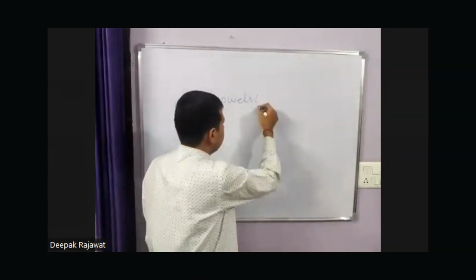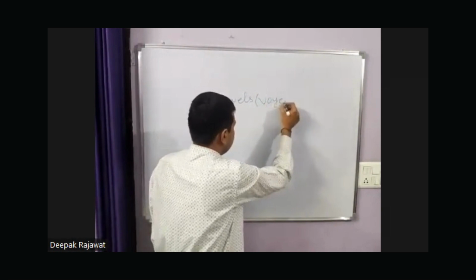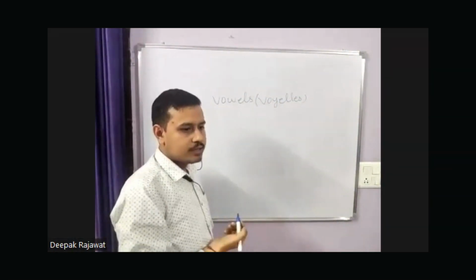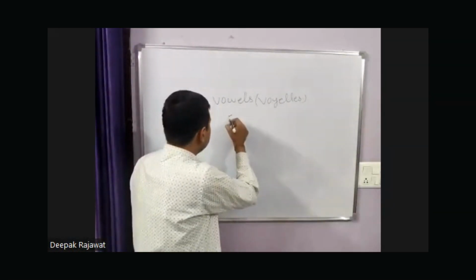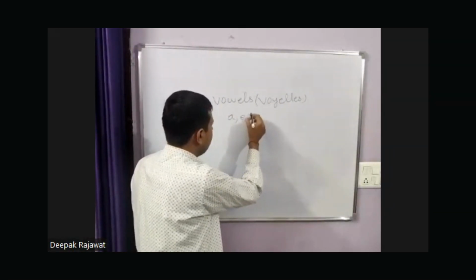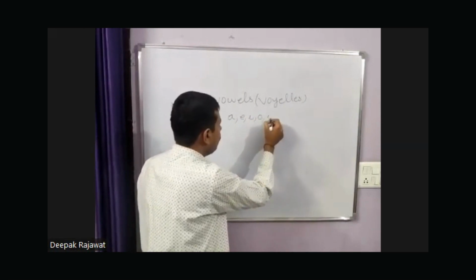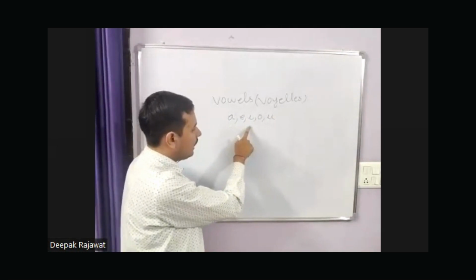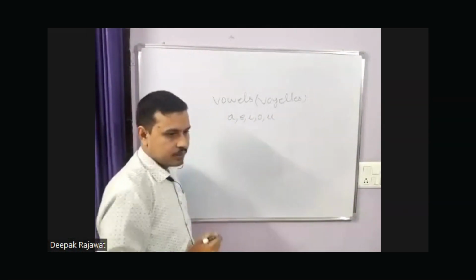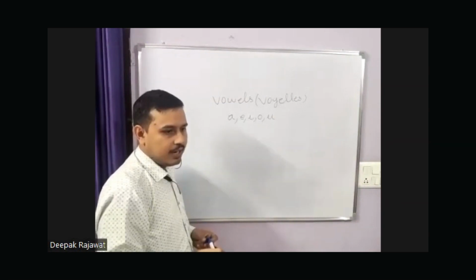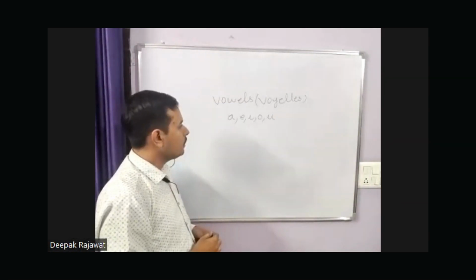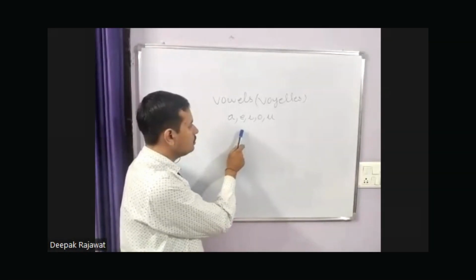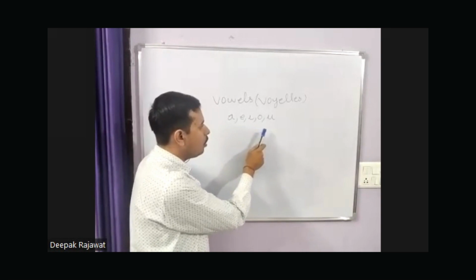Vowels. Voyelle. Vowels is voyelle. A, E, I, O, U. A, E, I, O, U. So this is their pronunciation in English. And in French, how are we going to pronounce? A, E, O, U.